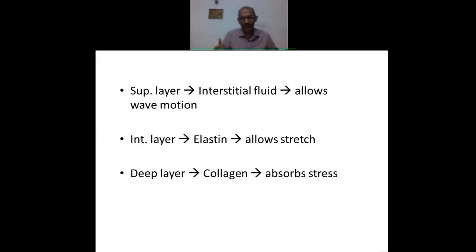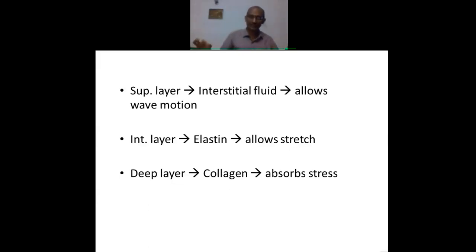Of course, the vocal fold is not going to snap or break like a rubber band. But whatever damage can happen is prevented by the deep layer. So you can see the beauty of the ultrastructure. You have the interstitial fluid, which allows continuous wave motion, however much the vocal cord is stretched.